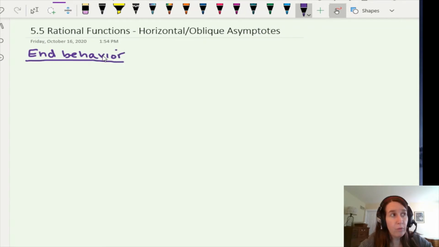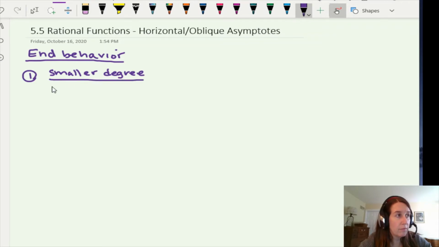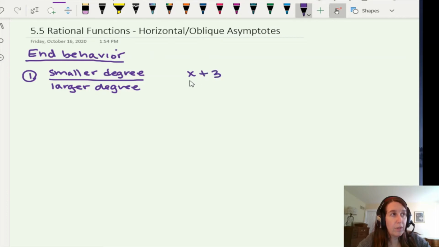So we really have three possibilities. The first possibility is the degree on the top is smaller than the degree on the bottom. So a smaller degree over a larger or bigger degree. So for example, we could have x plus 3 divided by x squared minus 2x plus 1.